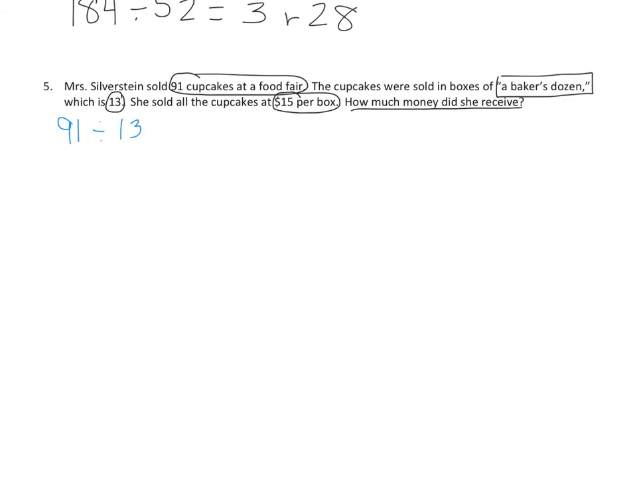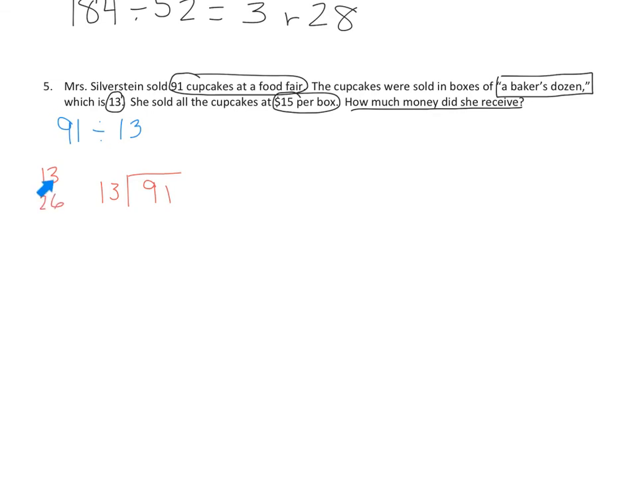So I'm going to go ahead and first put 91 in the division house and 13 as my divisor. And now I'm going to count by 13. I know 13 times 1 is 13. 13 times 2 would be 13 doubled. That should be easy enough for you guys to do. That's going to be 26.